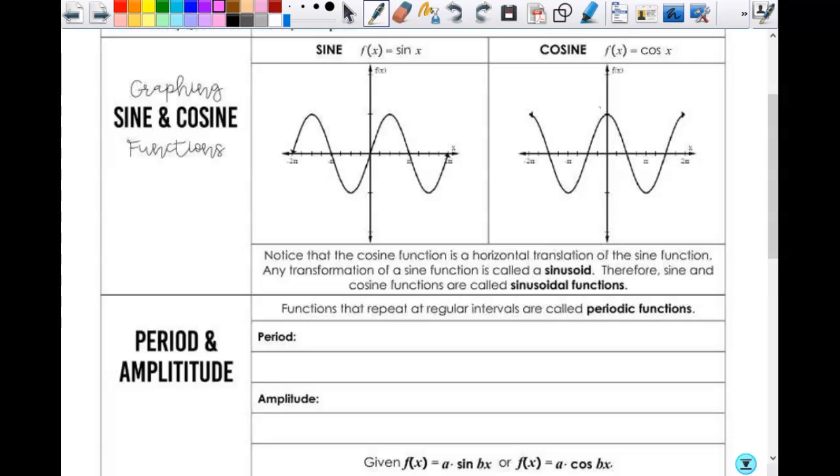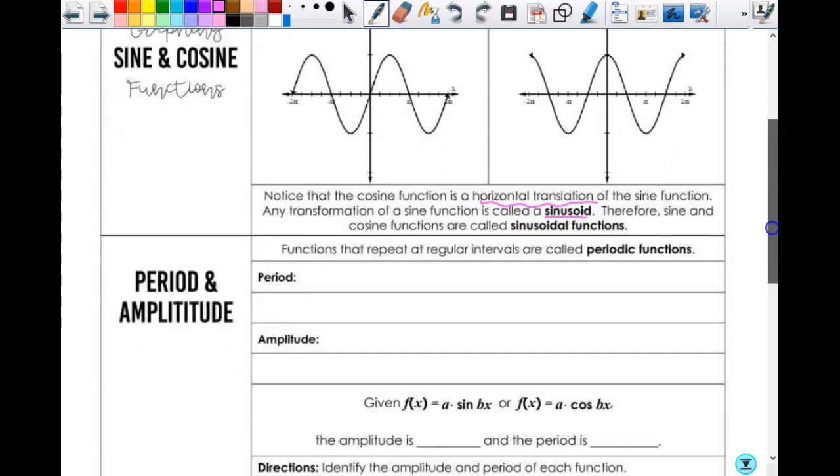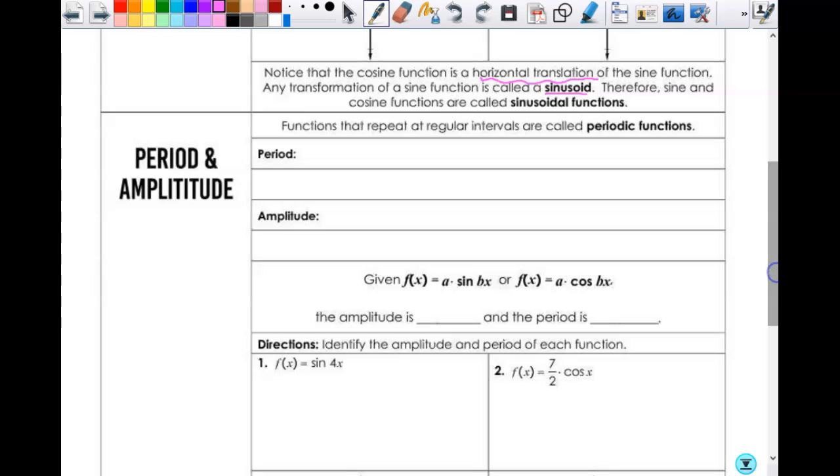It says, notice that the cosine function is a horizontal translation of the sine function. And I showed you that yesterday. Actually, on the board, it's still translated over so that they're kind of stacked on top of each other and look the same. But it is just a translation. So any transformation of a sine function is called a sinusoid. Therefore, sine and cosine functions are called sinusoidal functions. Sine waves, sound waves, they're all sine waves.